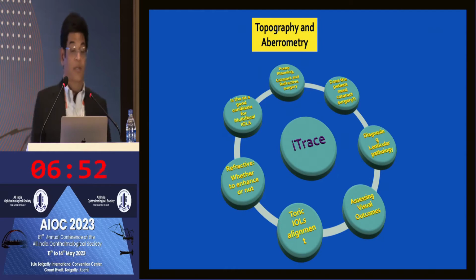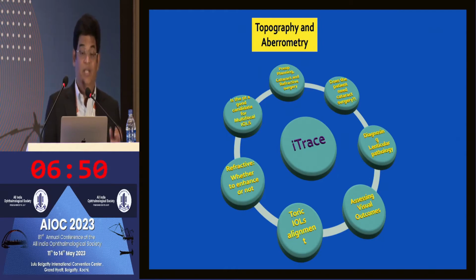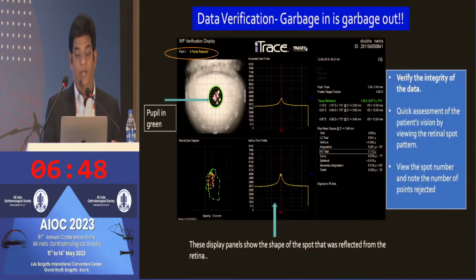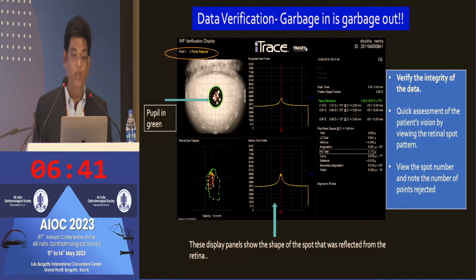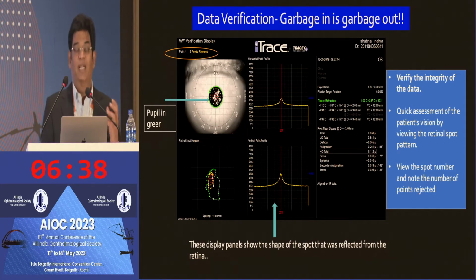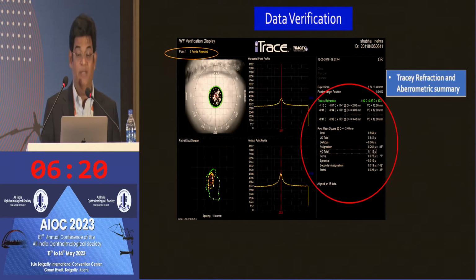One of the programs that we use in cataract surgery is the topography and the aberrometry combined. The most important thing here is that there is a data verification that we can do. We know that garbage in is garbage out, and here it gives you at a glance how many spots have actually been registered and studied by the machine before the report has been given. So a quick assessment of the patient's visual system can be done just by looking at the verification display which is there in this machine.